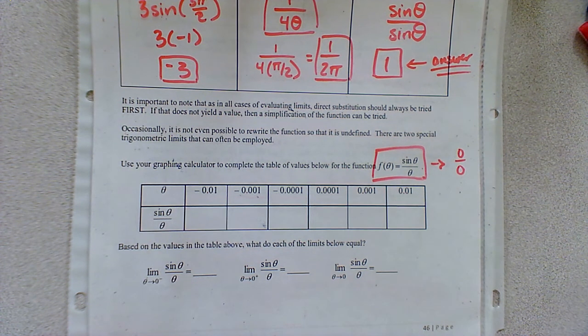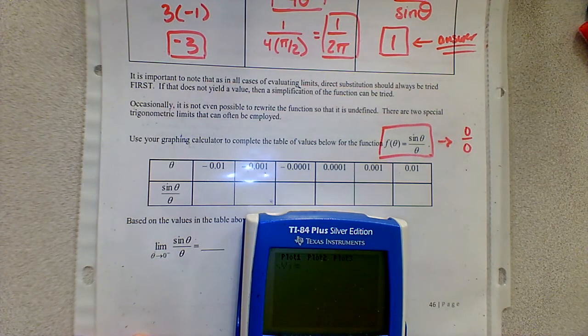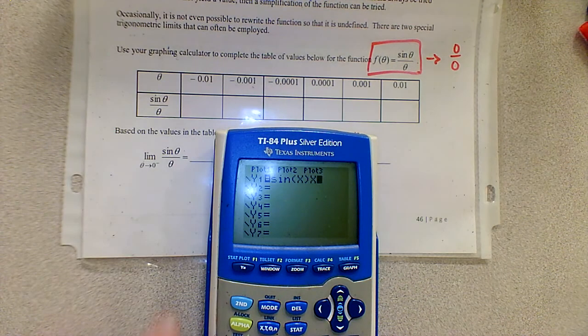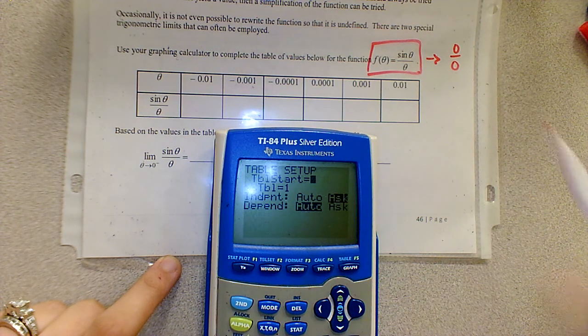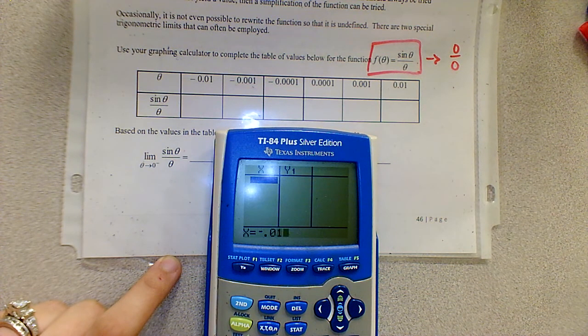So for this particular instance, we do not really have an algebraic way to help us figure out what this limit is. So we're going to go ahead and use our graphing calculator to help us figure out this limit value. We'll go ahead and type in sine of x over x on our calculator, and we'll use the table function to help us fill in the values. Again, make sure that your independent is set to ask. That way you hit the table button and you can type in any x value you want.